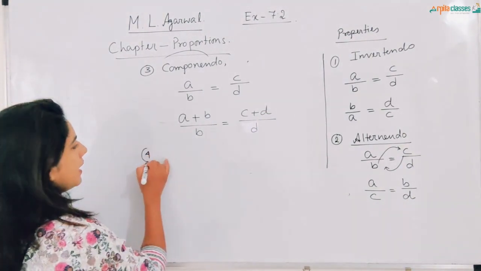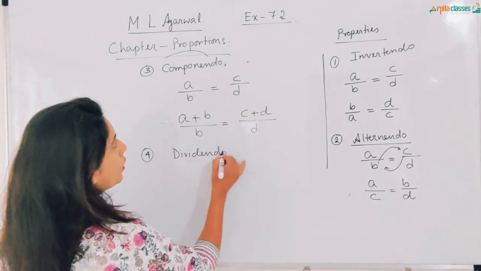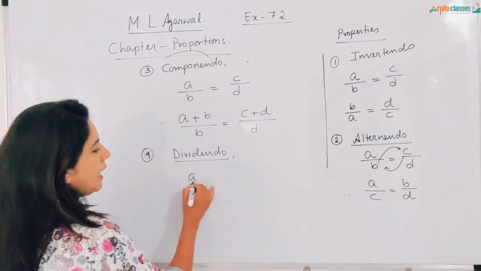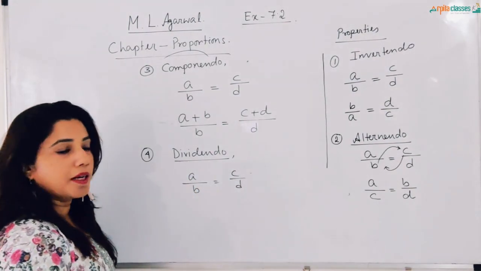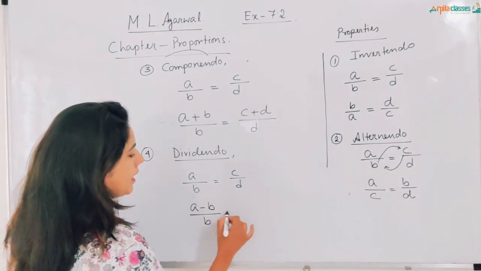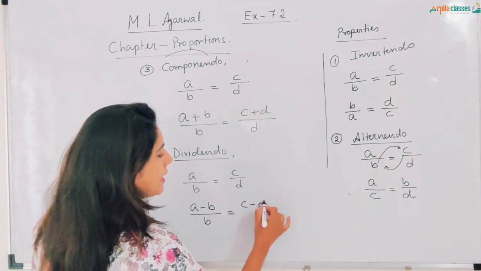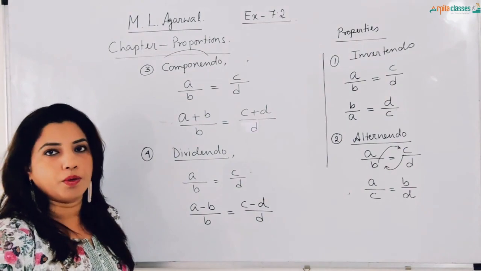Next property is called dividendo. What is this? A upon B is equal to C upon D. A, B, C, D are in proportion. So we can write A minus B upon B is equal to C minus D upon D. This is called dividendo.